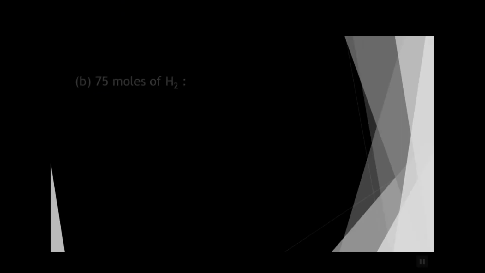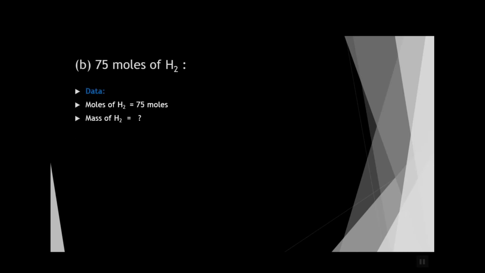Now next is B, 75 moles of hydrogen, and hydrogen exists in its diatomic form, so we take it as H2. Our data is moles of H2 or moles of hydrogen is equal to 75 moles, and mass of hydrogen we don't know. Now solution, molar mass of hydrogen is equal to 2 gram, because here is the 2, because hydrogen exists in its diatomic form. So when we multiply 2 with 1, we get the answer 2 grams. So molar mass of hydrogen is 2 gram.